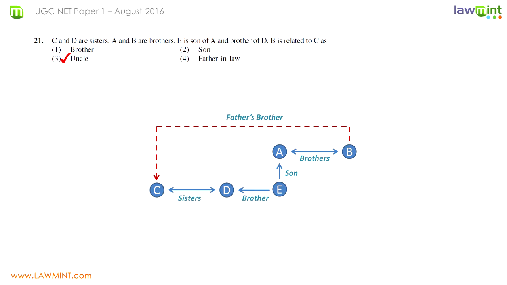In question number 21, we are given a set of relationships which says that C and D are sisters, A and B are brothers, E is the son of A and the brother of D, and B is related to C. Therefore, if we were to chart all these relationships in a graphical format, we'll see that we come up with a diagram that is given on the screen. So, B is actually C's father's brother, which makes B C's uncle, and the correct answer here is option 3, which is uncle.